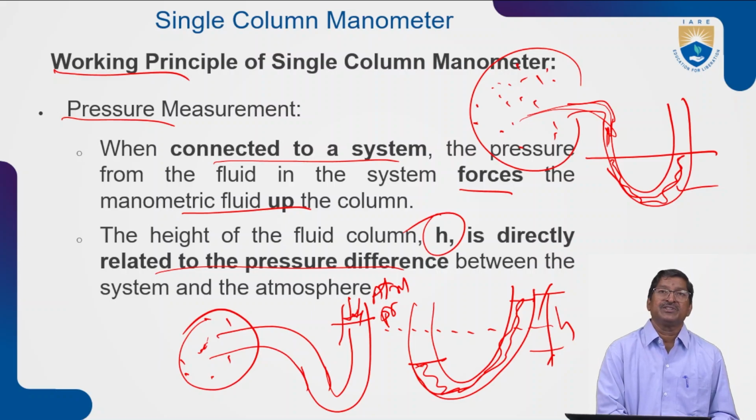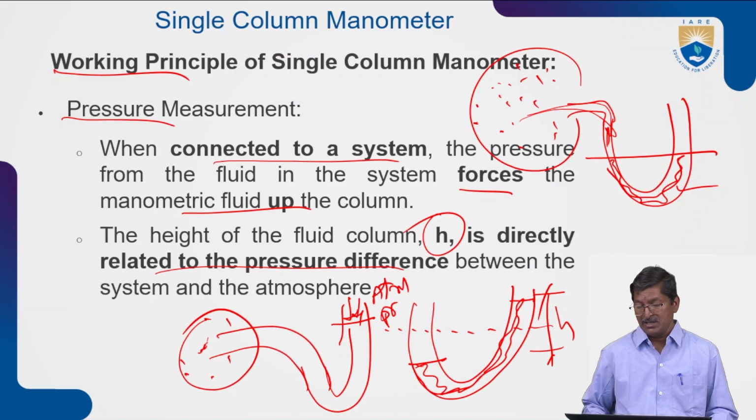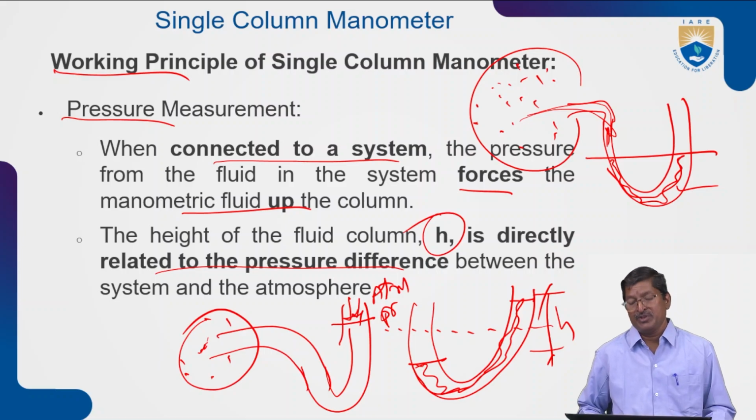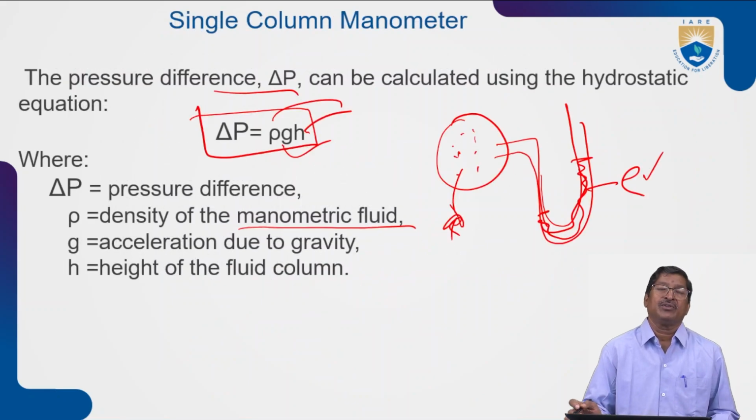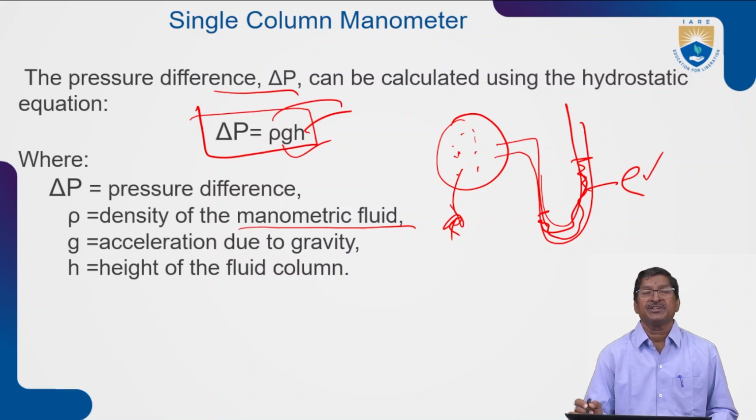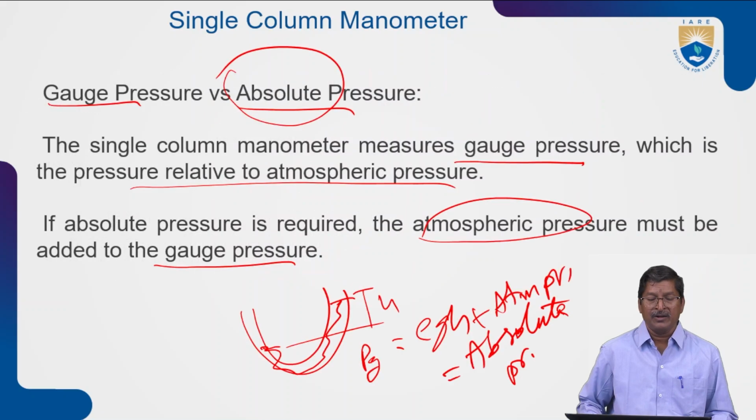The difference of the levels of the manometer fluid is the pressure difference. It is the pressure inside the pipe, also the difference between atmospheric pressure and fluid pressure in the pipe. There is a formula to calculate the pressure difference, delta P, where h is the difference of levels of the manometric fluid in the left and right limbs, rho is the density of the manometric fluid, and g is the acceleration due to gravity.